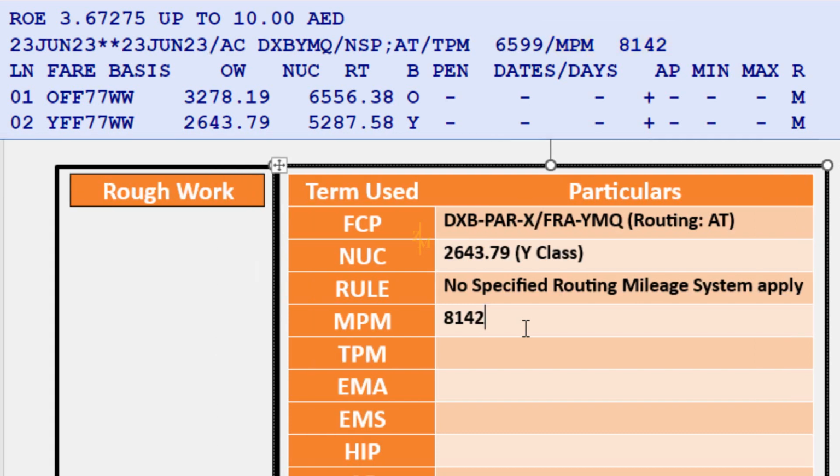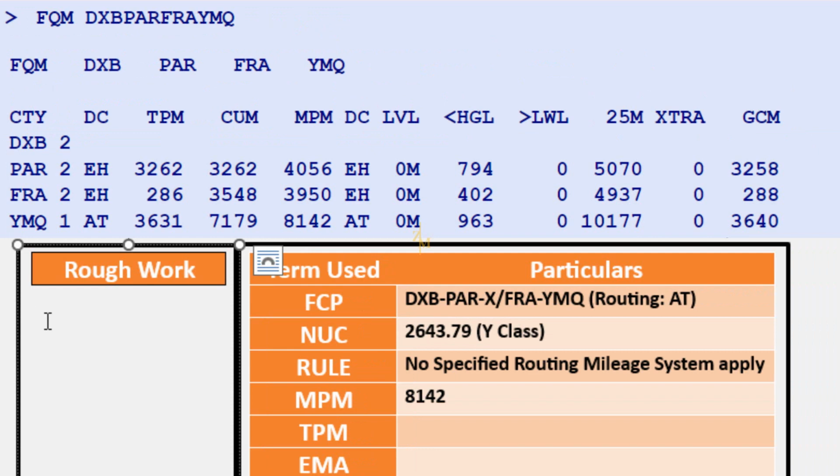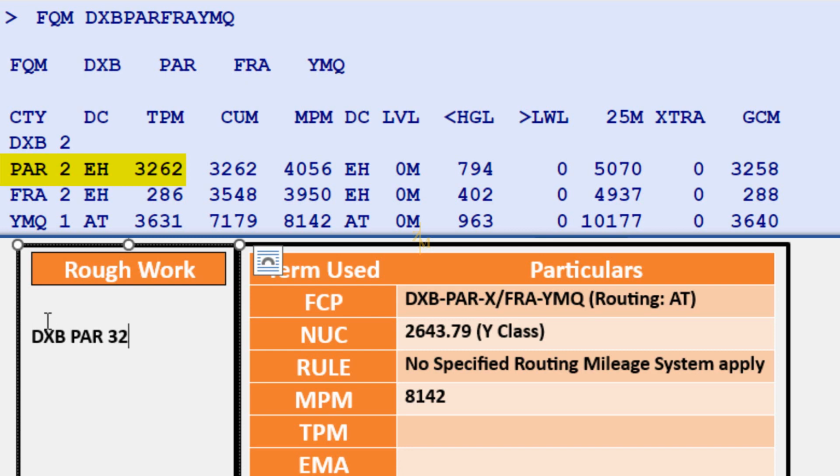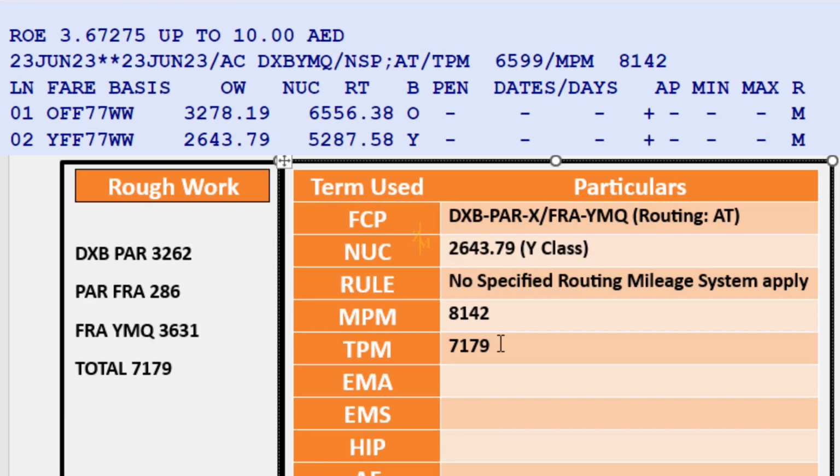Step 5. Ticketed point mileage, TPM, is the total distance in miles between each ticketed point of the journey. In our example, the TPM is as follows. Dubai to Paris 3,262 miles. Paris to Frankfurt 286 miles. Frankfurt to Montreal 3,631 miles. Total TPM is 7,179 miles.